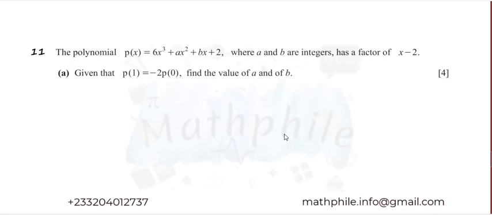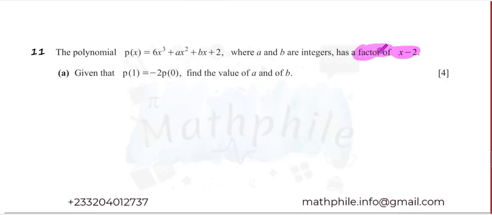The first 11 questions. So the polynomial p of x is equal to 6x cubed plus ax squared plus bx plus 2, where a and b are integers, has a factor of x minus 2. Given that p of 1 is equal to negative 2 p of 0, find the values of a and b. Quite an interesting question. First, we can look at the factor statement over here. So this factor statement is saying x minus 2 is a factor.